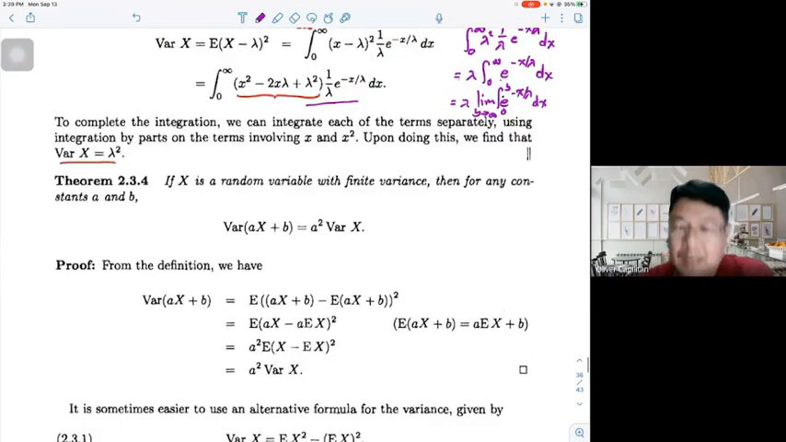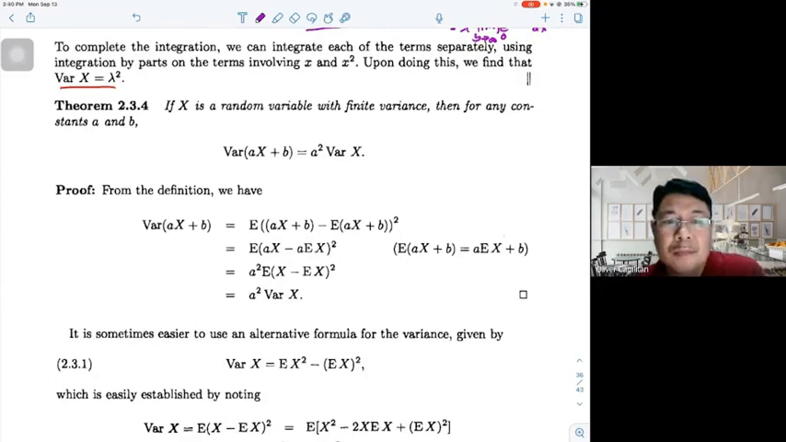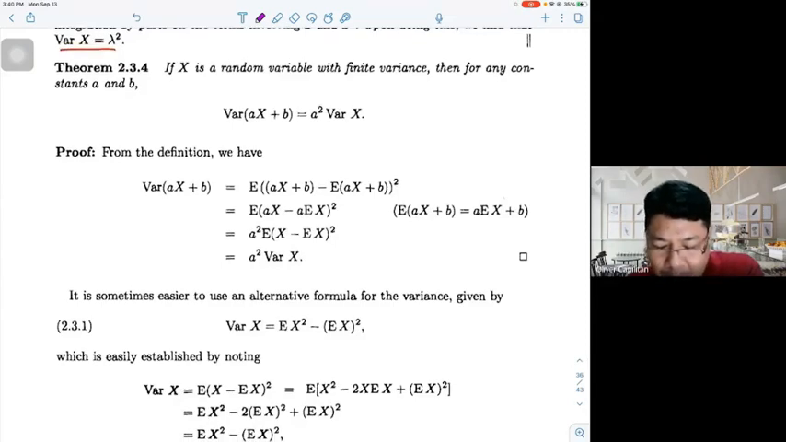Okay, so let's proceed now to theorem 2.3.4. If x is a random variable with finite variance, then for any constants a and b, the variance of this linear expression ax plus b will be equal to a squared times the variance of x. So to prove this theorem, we're going to apply the definition. Say the variance of ax plus b, by definition, is equal to the expectation of the square of the random variable, this linear function ax plus b minus the expectation of this linear expression ax plus b.